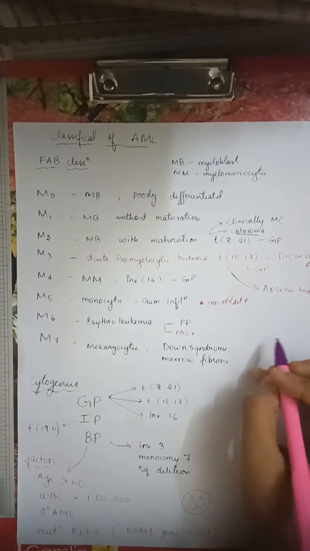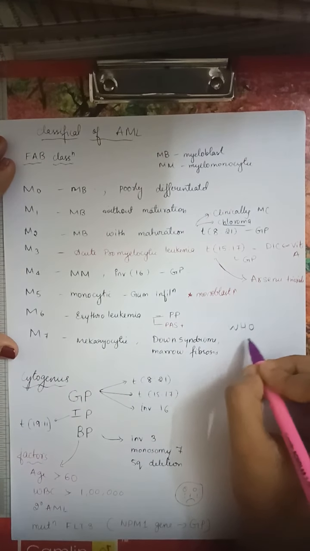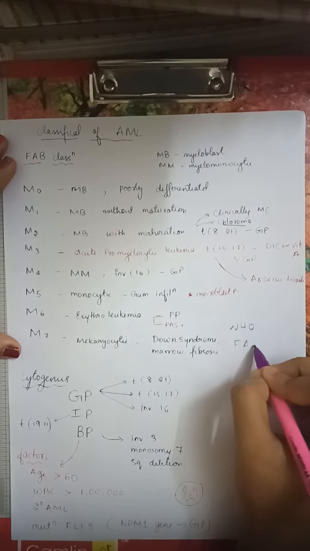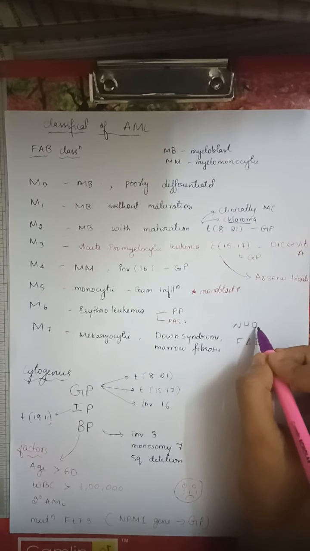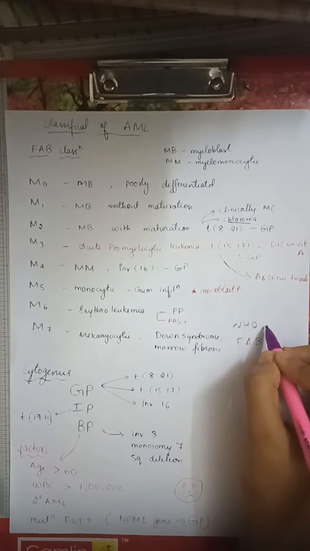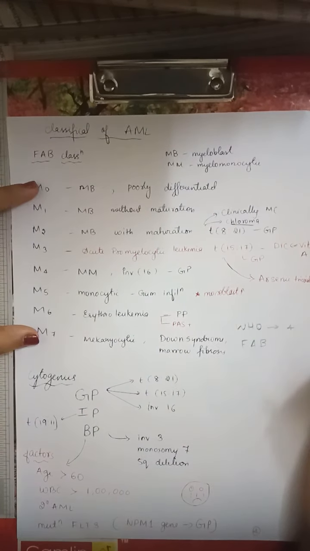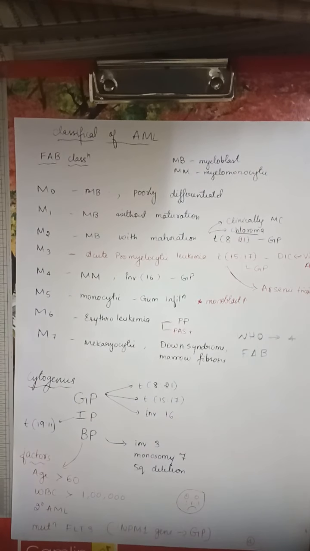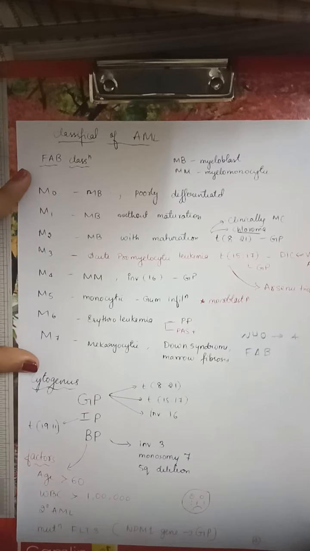So there will be two classifications, one is WHO and one more is FAB, that is the French-American-British classification. WHO is a very good classification because there are only 4 types, but FAB is the one which is important, and we always like to study what is complicated, and FAB classification makes more sense.